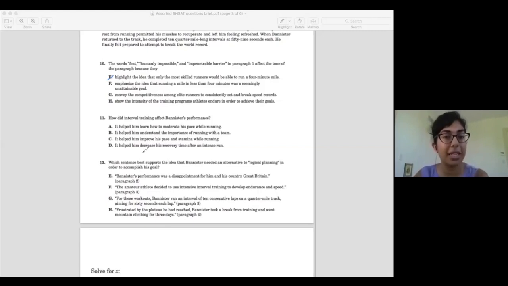G, convey the competitiveness among elite runners to consistently set and break speed records. Nothing was said about competition or people. Maybe later on the passage dives into that, right? But this is a zoom in question. We're zooming in on paragraph 1. That's not what it's talking about. So we eliminate G. H, show the intensity of the training programs athletes endure in order to achieve their goals. Similar to G, that's not what is being talked about in this paragraph. They did not talk about the details of training programs or athlete endurance, right?